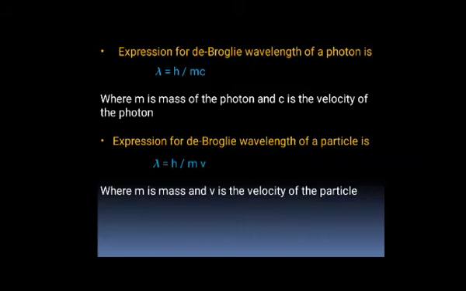First one, just what we learned now: the expression for de Broglie wavelength of a photon. Lambda is equal to h divided by m into c. Then the expression for de Broglie wavelength of a particle moving with a velocity v is lambda is equal to h divided by m into v. Instead of c, you have to write v.